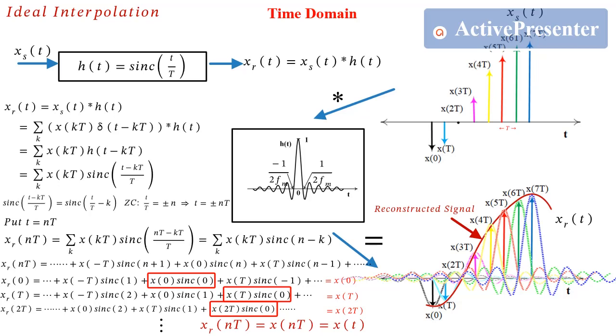Thus, the recovered signal value is exactly equal to the sampled value. This way, ideal interpolation has helped us in fitting a smooth curve onto the discrete sample values.